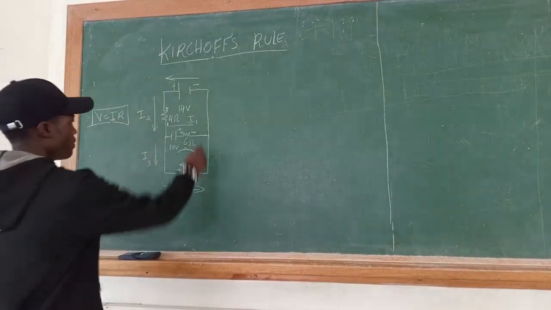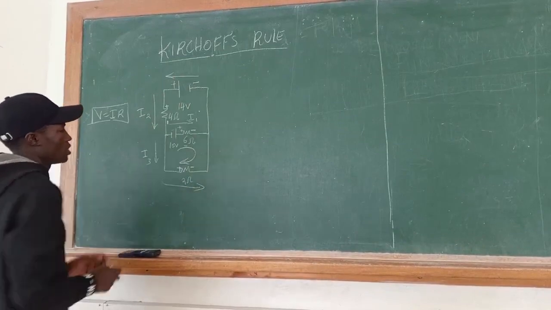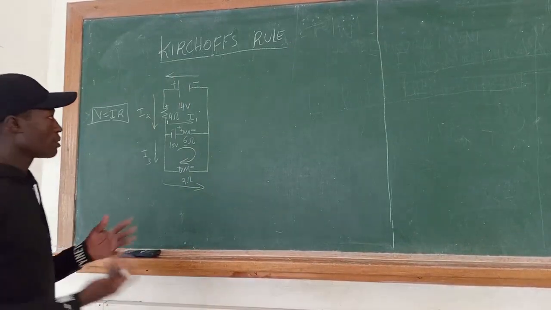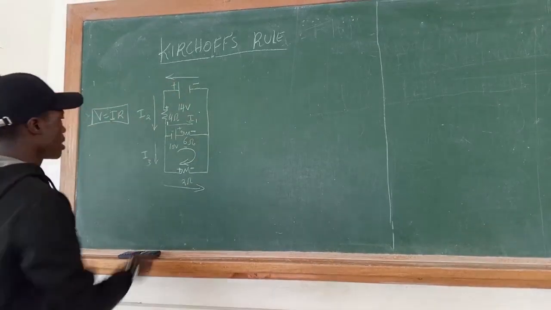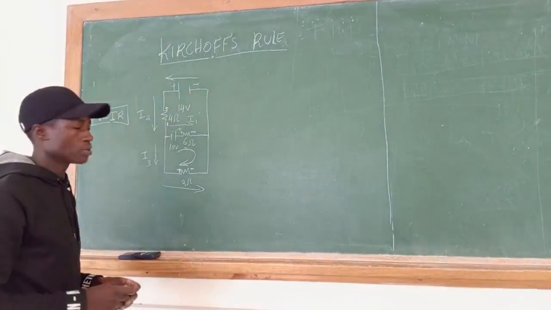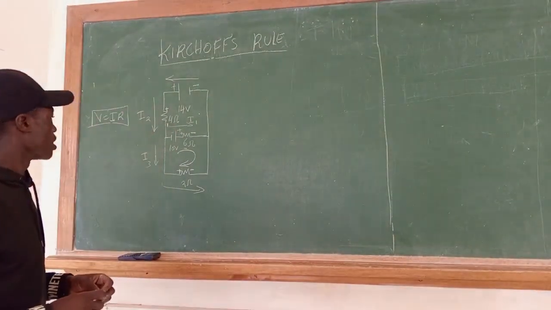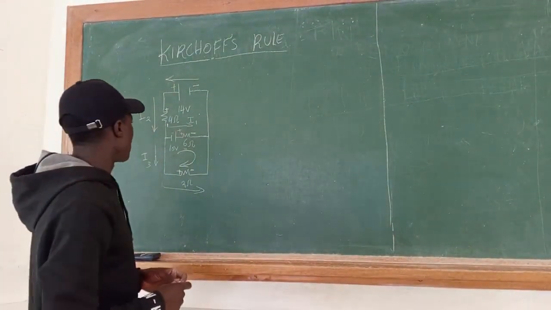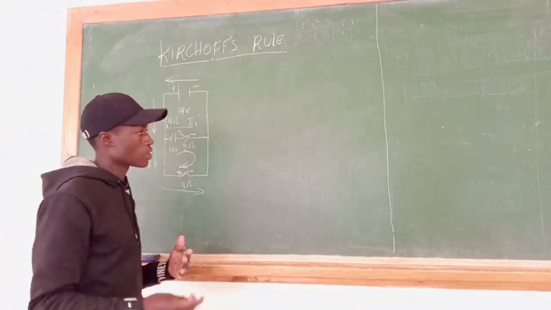Now, we have this loop here, we have this loop, then we have this bigger loop outside here. Then we know current always flows from negative to positive. So we are going to go around this closed loop, then we can choose either of these two loops so that we can have the three equations that will help us solve this particular problem. So, just as the first law says, the amount of current entering a junction equals the amount of current that leaves the junction.